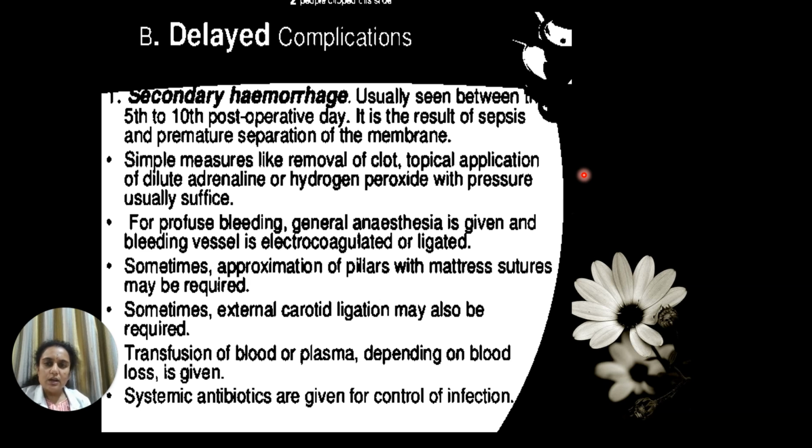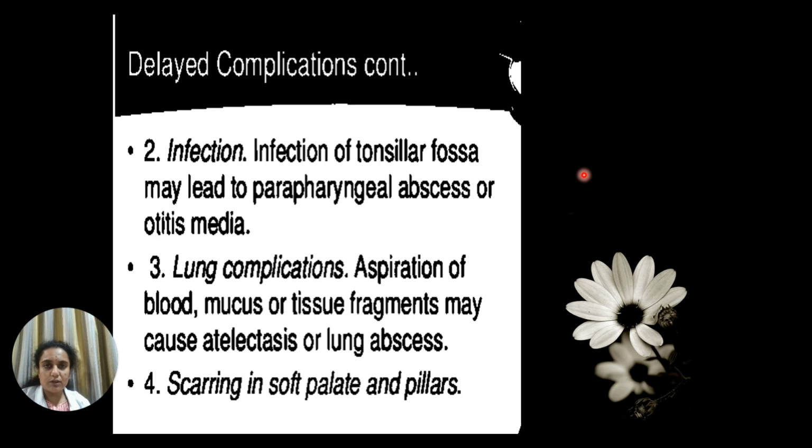Sometimes simple pressure, or removal of the clot and hydrogen peroxide wash. These are some simple measures which can help in controlling the bleeding, but very rarely profuse bleeding can occur. So we need to take the patient back into the operation theater and under general anesthesia, we try to apply the bipolar electrocautery or approximate the pillars with sutures. Very rarely, external carotid artery ligation is required. And if there is lot of blood is lost, then blood transfusion should be considered. Systemic antibiotics have to be given.